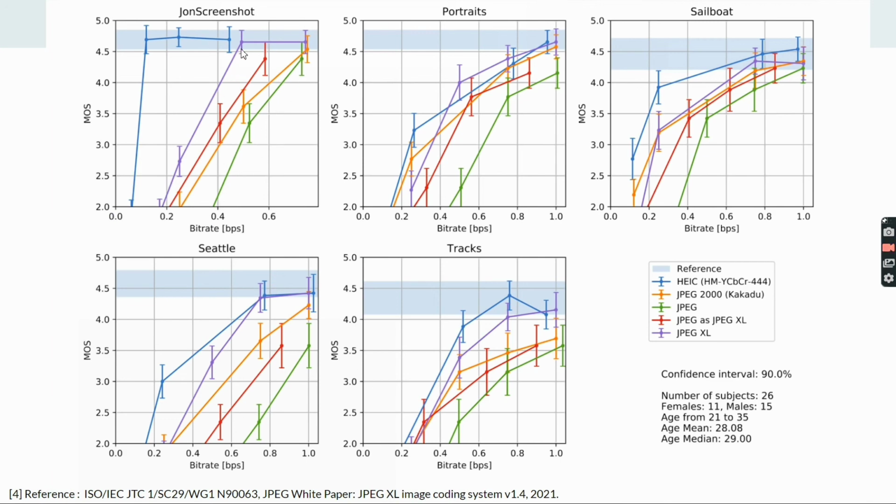Even at lower bit rates, for example here for John's screenshot, even at a bitrate of 0.5, a person could not distinguish between the original image and the compressed image. He gave a score of above 4.5. Similarly, in other curves also, for portrait images and sailboat images, JPEG XL outperformed all the other JPEG standards. This was a result obtained from this white paper, and it shows significant improvement in terms of compression rate and the visual quality of the image after compression.